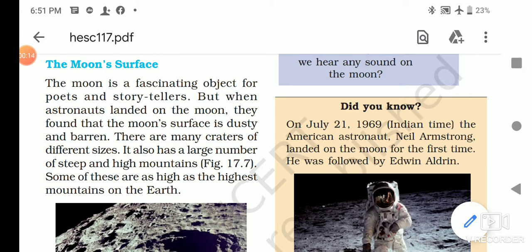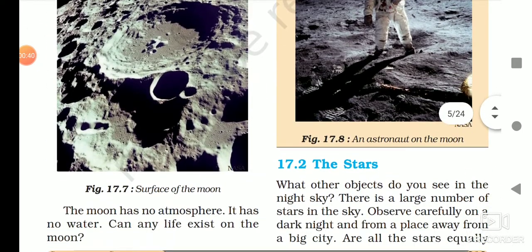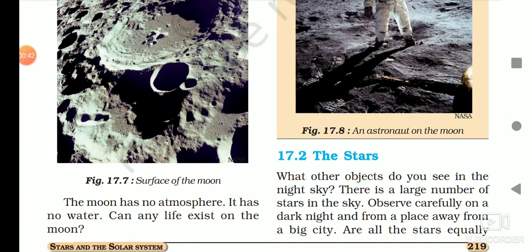The moon is a fascinating object for poets and storytellers, but when astronauts landed on the moon, they found that the moon's surface is dusty and barren. There are many craters of different sizes. It also has a large number of steep and high mountains. Some of these are as high as the highest mountains on the earth. The moon has no atmosphere and no water. So can any life exist on the moon?